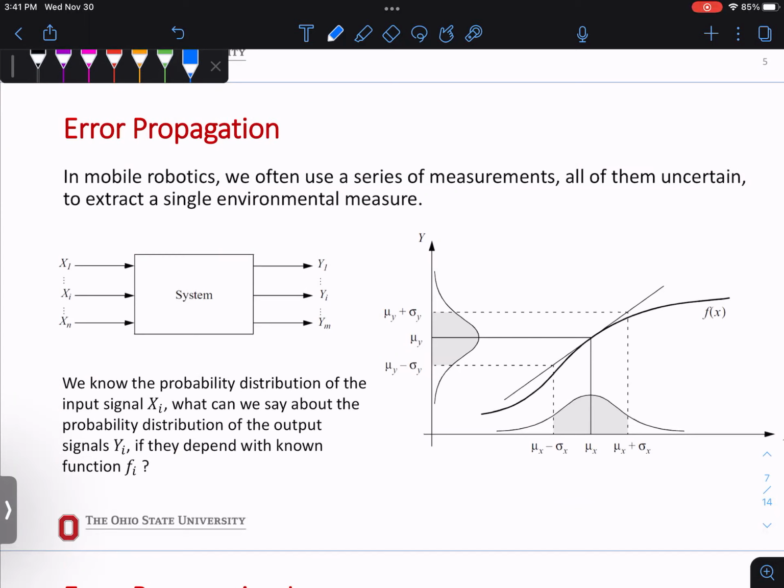So if this is the probability of the input or uncertainty, you see the covariance. What can you tell about your output if you know the function? If you know the system, remember input, system, output. If we know our system and if we know our input, what can we tell about the output? Can we have a good estimation of the covariances from our output, and how?